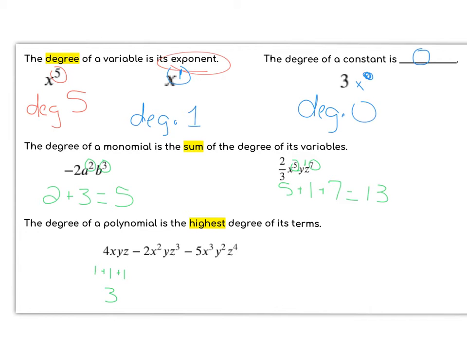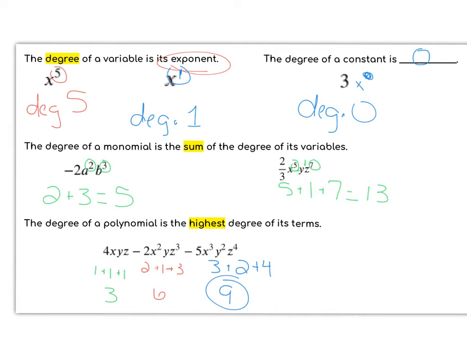This second one has degree 2 plus 1 plus 3. So 2 plus 1 is 3, 3 plus 3 is 6. And then this last one has degree 3 plus 2 plus 4. 5 plus 4 is 9. So you look at those, you take the highest, and this polynomial has degree 9.